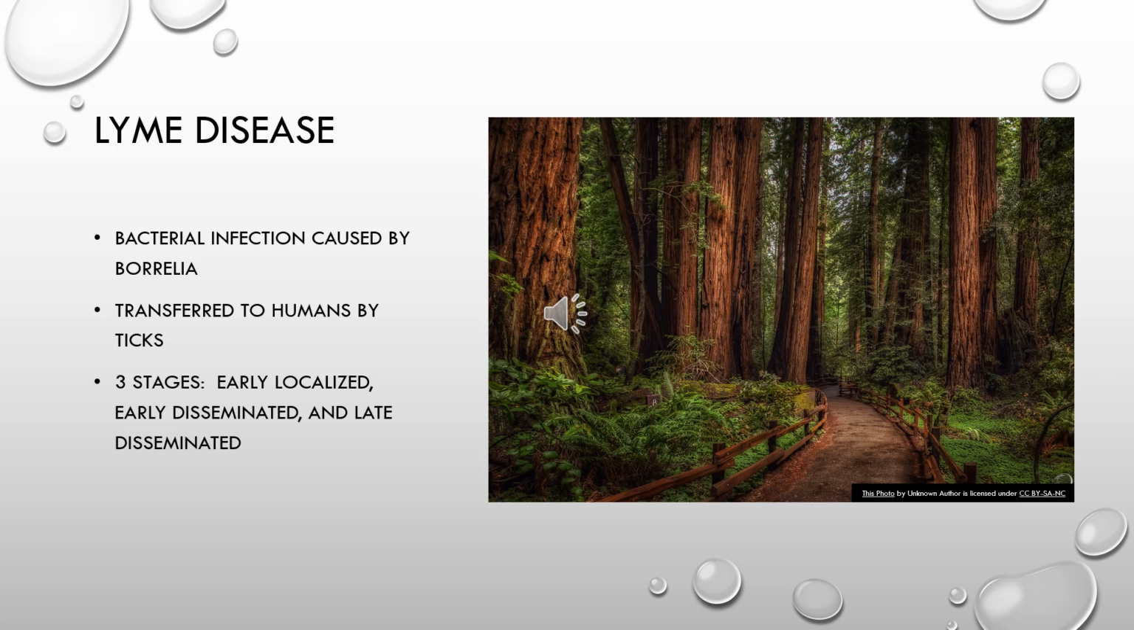But Lyme disease is a bacterial infection caused by Borrelia, which is transferred to humans by ticks. So the ticks are the ones who are the carriers, and then they pass it to us. There are 3 stages: the early localized, the early disseminated, and the late disseminated. So this can be a concern for children who especially live in wooded areas or who like to play outside frequently.